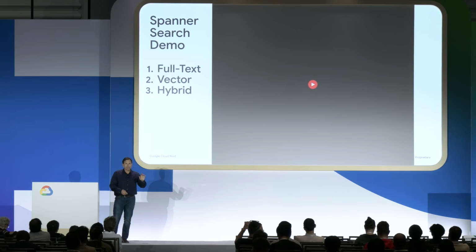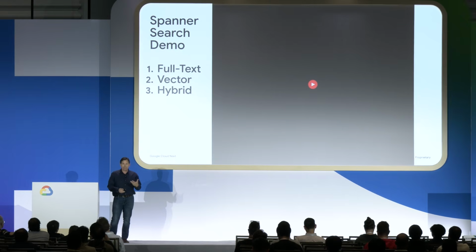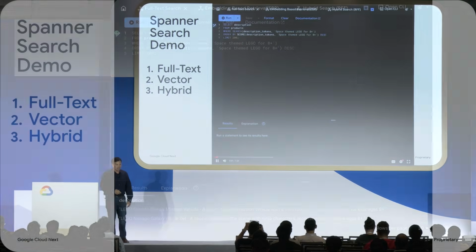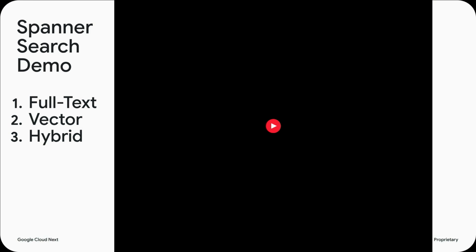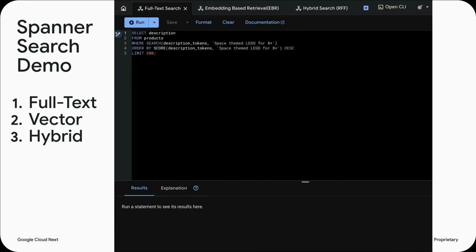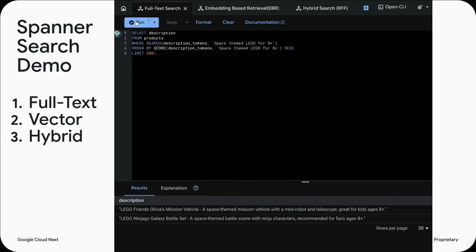Okay, now the last thing I'm going to do is just a really quick demo. I just want to show you the differences in the results really quickly of the different search methods. So first would be full text. What we have is a product database, and we're going to use that same query, space Lego for 8+, that I showed earlier on that slide. And we're going to do the same search with all three techniques. So we're going to see the results in the bottom. And here you can see the space themed Lego for 8+, and we got two results where we've matched the terms in the search input to the stored data, and we found two things.